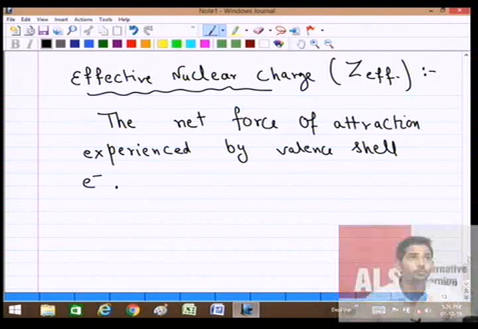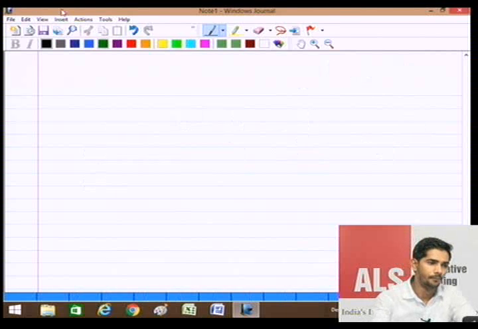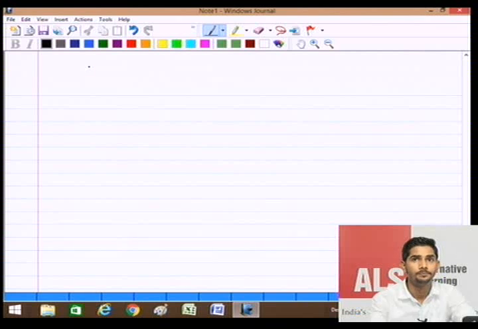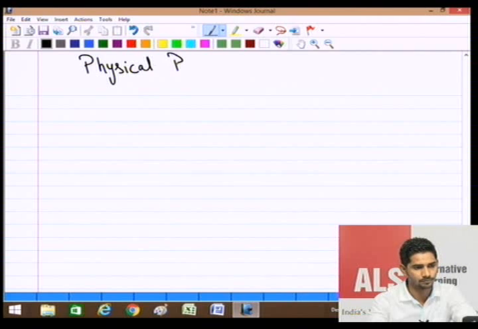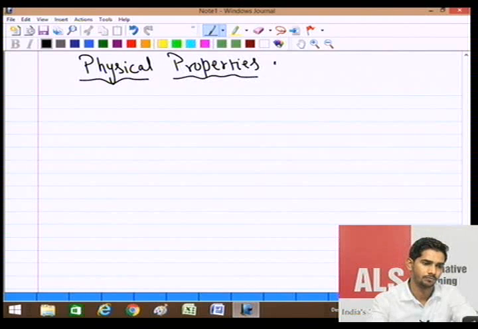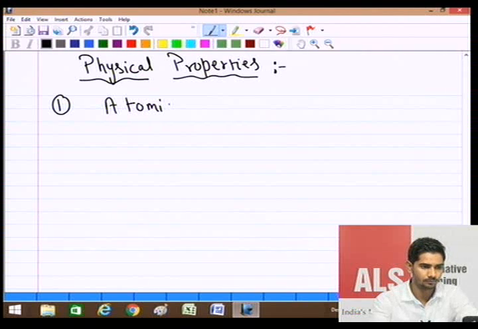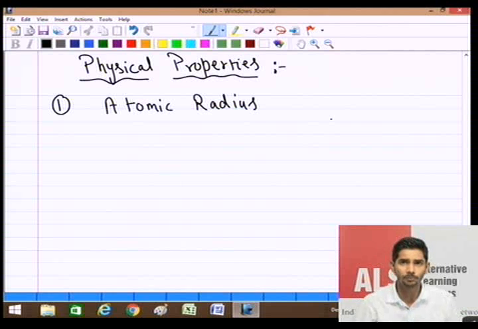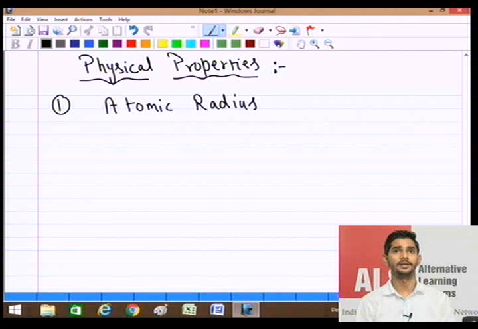So guys, let's move on. Next is physical properties. Okay, in the physical properties, first of all, we'll discuss the atomic radius. We will have some other physical properties as well, like ionization enthalpy, electron gain enthalpy, electronegativity. About that we'll discuss later on. So first of all, let us discuss the atomic radius.